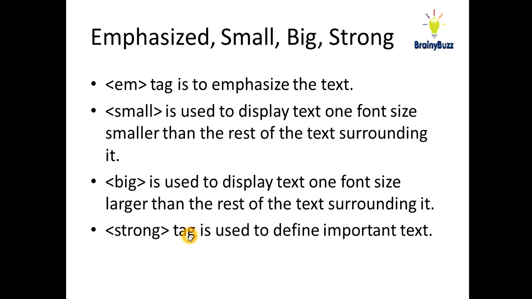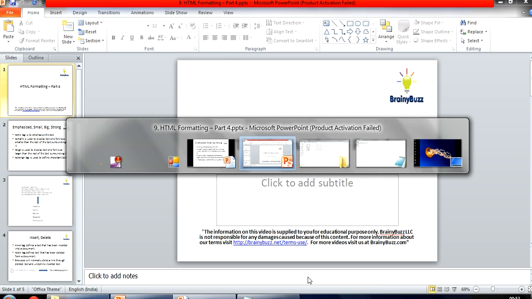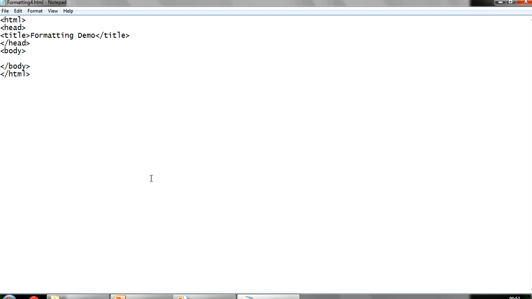The emphasize tag is basically used to emphasize your text. Small and big tags are used to display your text one font size smaller and one font size larger than the rest of the text surrounding it. The strong tag is basically used to define your important text. So let me show you the demo for them.